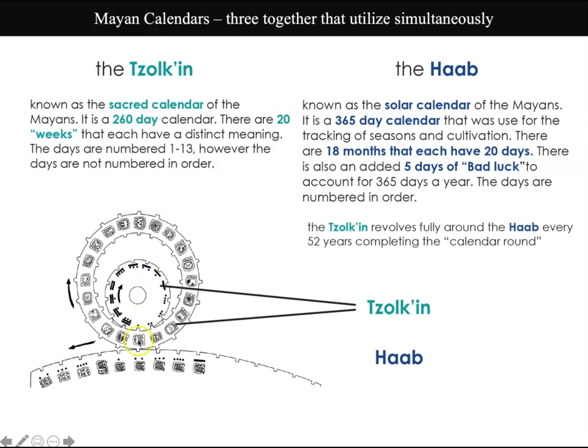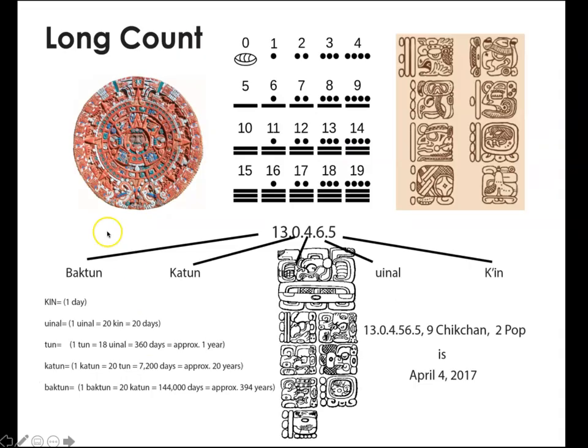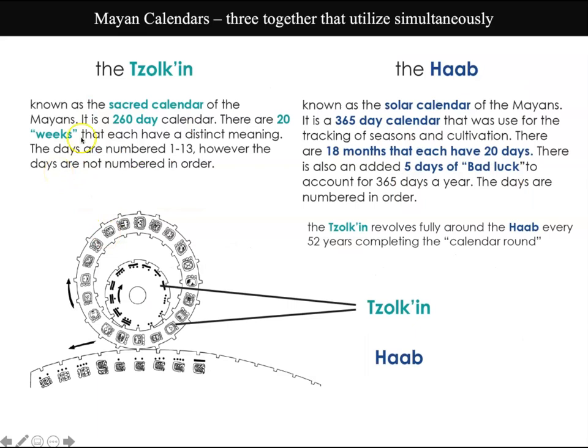So the one which is on the exterior here was known as a sacred calendar. It was 260 days. There were 20 weeks, and each had a particular meaning, 1 through 13. And then the Hab was part of a solar calendar, which was actually a 365-day calendar that was used for tracking seasons and cultivation. There were 18 months that each had 20 days, and then it also added 5 days of bad luck to account for 365 days a year, and those days are numbered in order, and so it revolves, oh my goodness, around the Hab every 52 years.